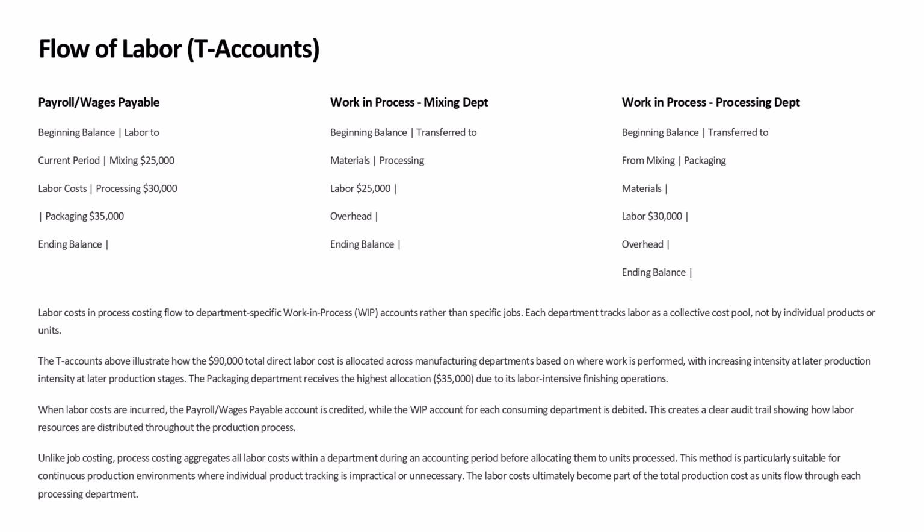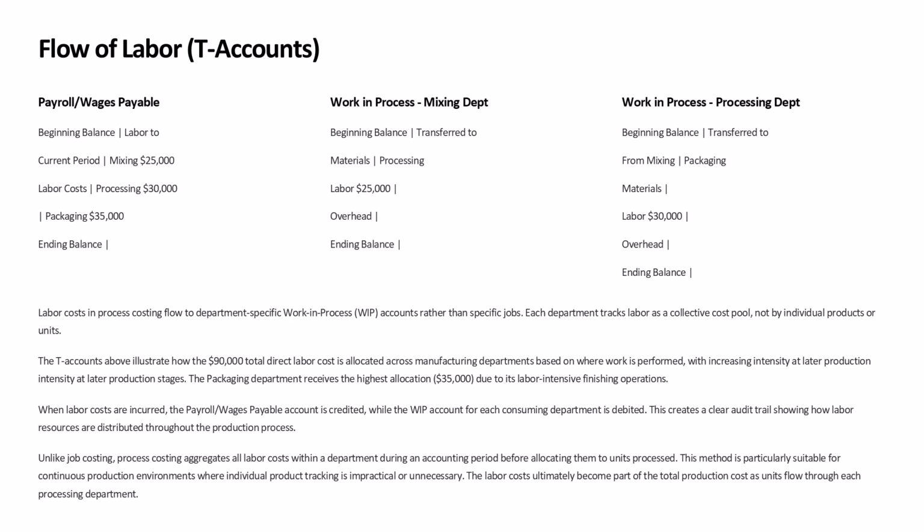The fundamental difference from job order? We don't use job time tickets. Instead, labor hours and costs get distributed based on departmental time records, electronic time systems, or payroll allocation methods.